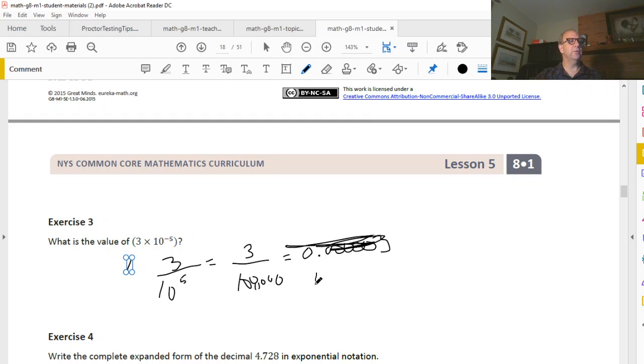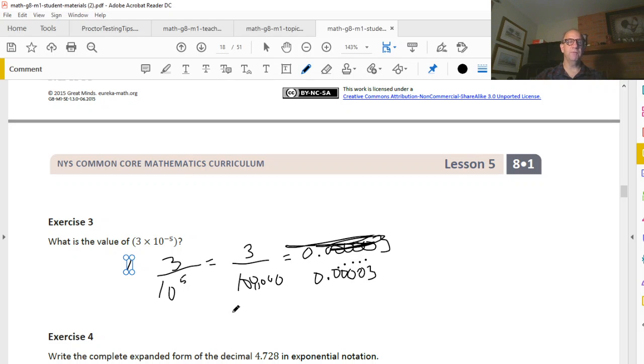I know, it gets confusing, that's why I look. So tenths, hundredths, thousandths, 10,000ths, 100,000ths, right? 5, we're going 5 spots from the decimal point. 1, 2, 3, 4, 5. That's how I remember it.